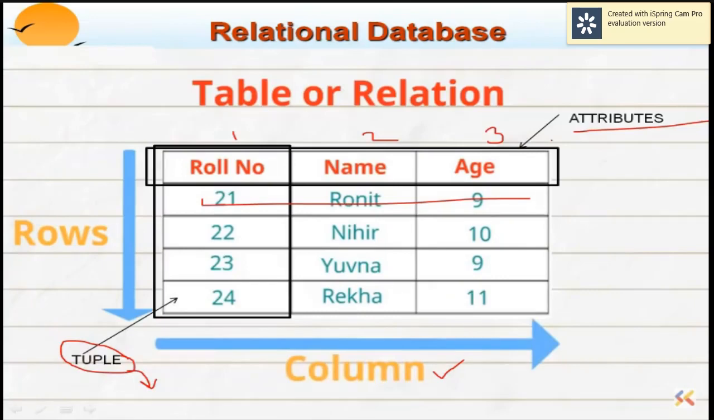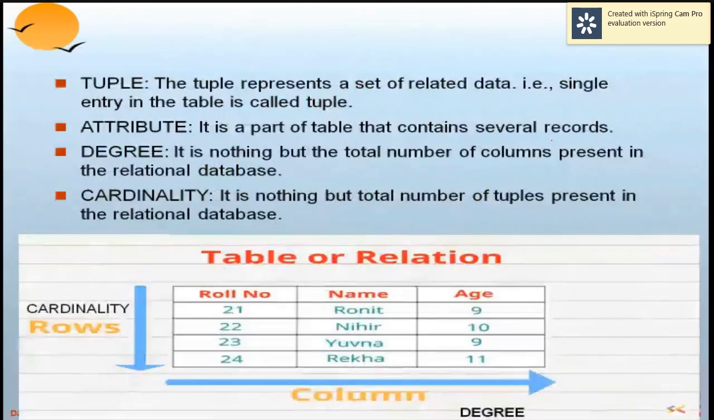Now let's get a little deeper into the topic. What is meant by a tuple? A tuple represents a set of related data. That's what I said: you have the whole set of related data mentioned in a tuple. And what is meant by an attribute? It is an element that contains several records. You see, roll number is considered as one element and it carries several records, from roll number 21 to 24. Same way with name and age.